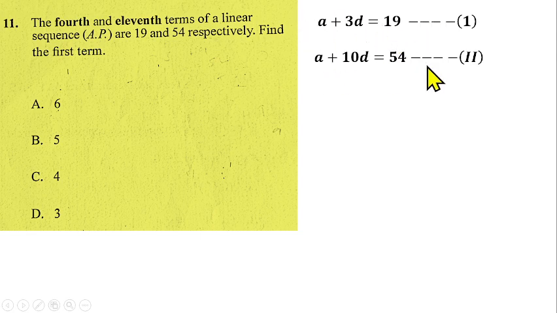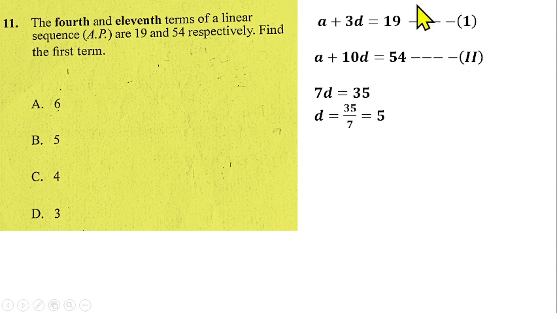So we can subtract this from this. That should give us a minus a, which is 0, and 10d minus 3d will give us 7d. 54 minus 19 will give us 35. So you can divide both sides by 7, then the common difference will be 5.